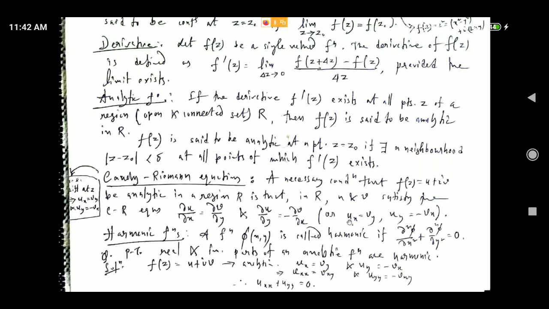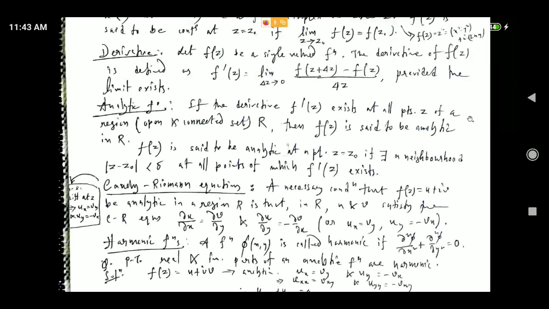What are u and v? f is a function. We can always separate its real part and imaginary part. So that is u and that is v. One example: suppose f of z equals z square. Z square means x plus iy whole square. So we can separate the real and imaginary parts. The real part becomes x square minus y square. This is u. And the imaginary part is i into 2xy. So this is v.